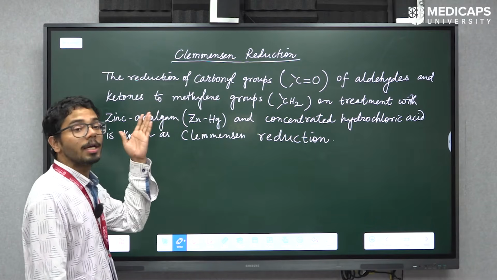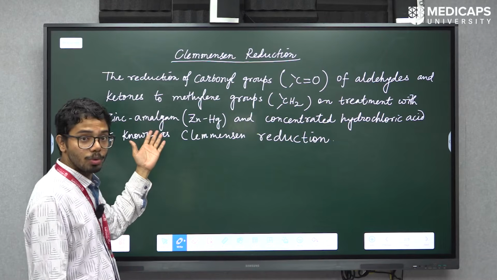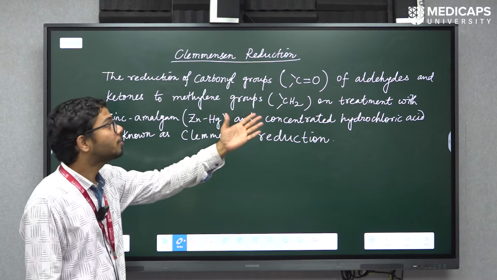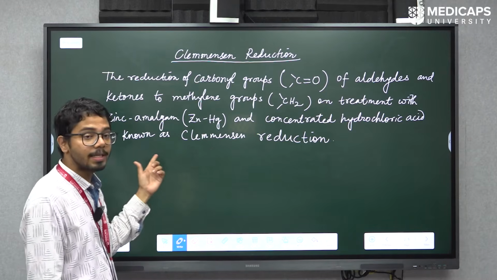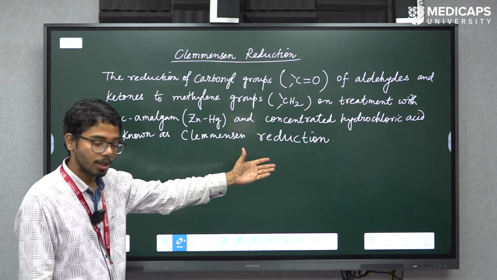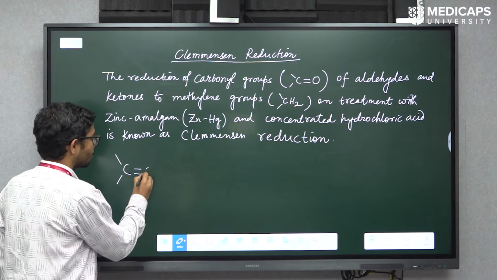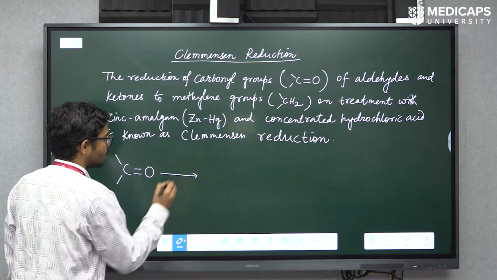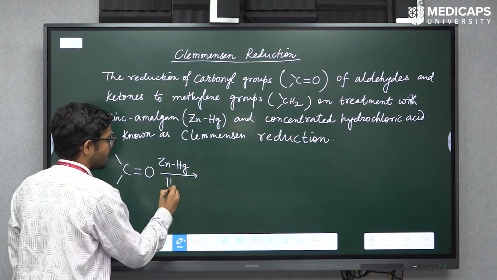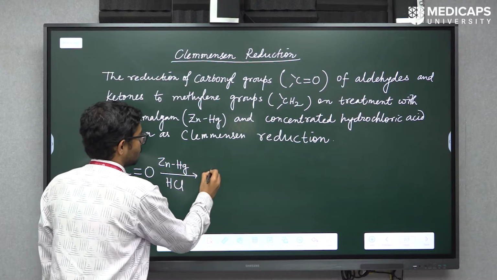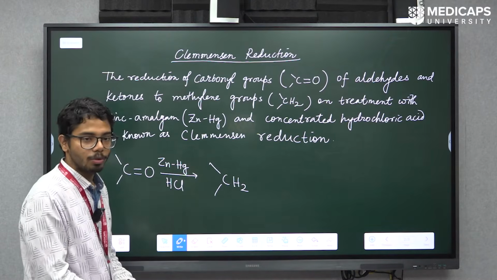Clemmensen reduction: the reduction of carbonyl groups of aldehydes and ketones to methylene groups on treatment with zinc amalgam and concentrated hydrochloric acid is known as Clemmensen reduction. So in this case, we have a carbonyl group and we can treat it with zinc amalgam and HCl to convert it into methylene groups.